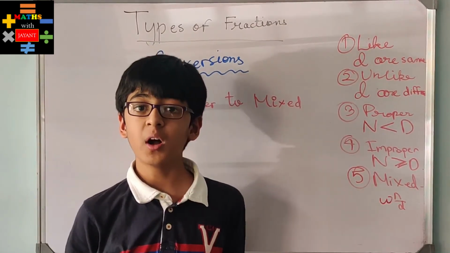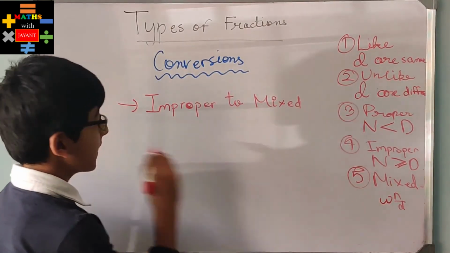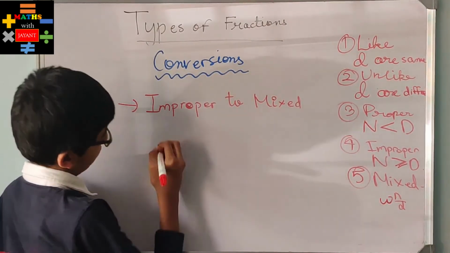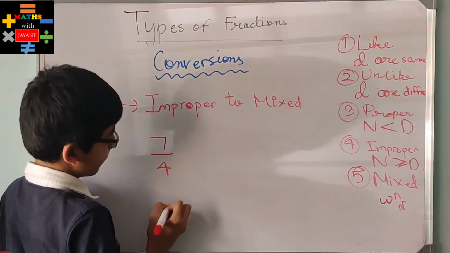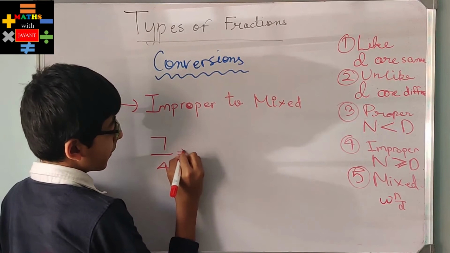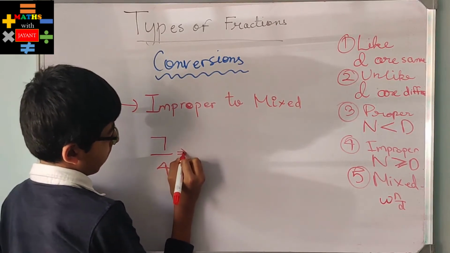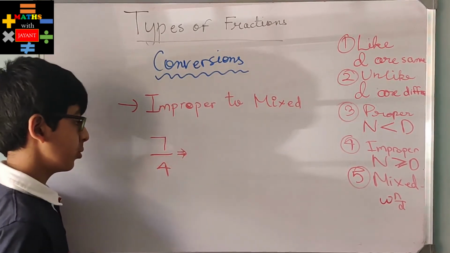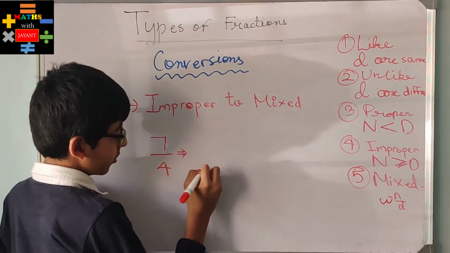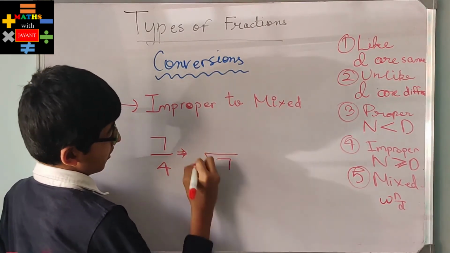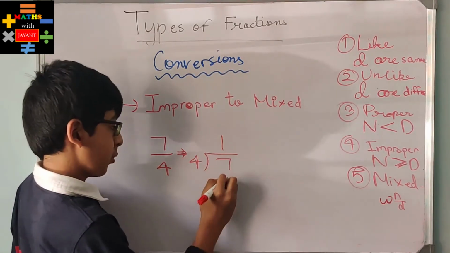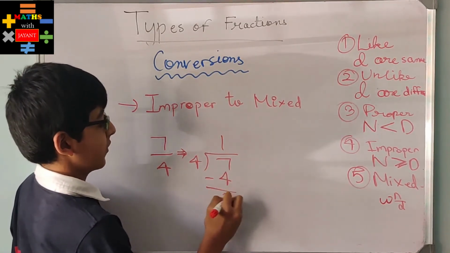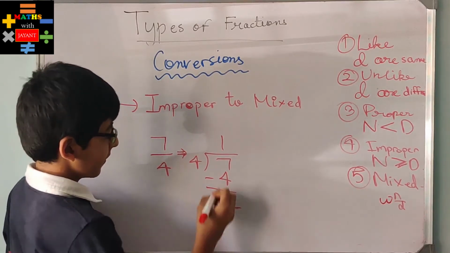Let us now do our second conversion, that is improper fractions to mixed fractions. Let us take the example 7 by 4. How will we convert this improper fraction to a mixed fraction? What we are going to do is 7 divided by 4. Like this we get 4 1 is 4, and we subtract and we get our remainder as 3.